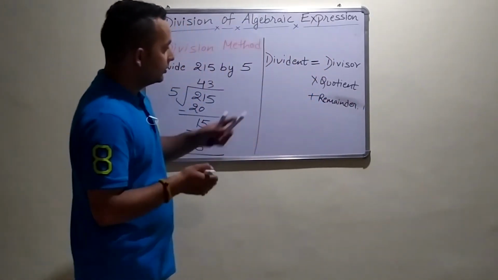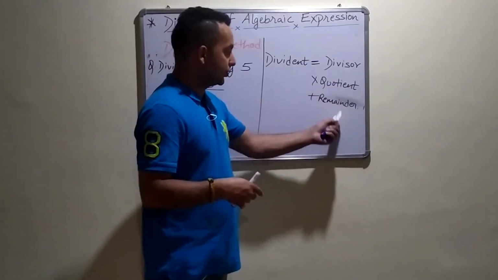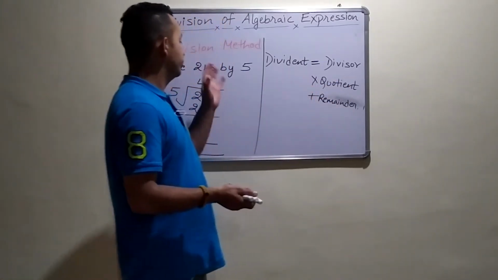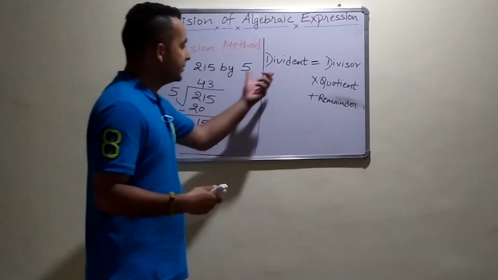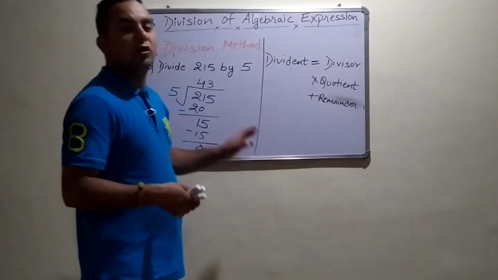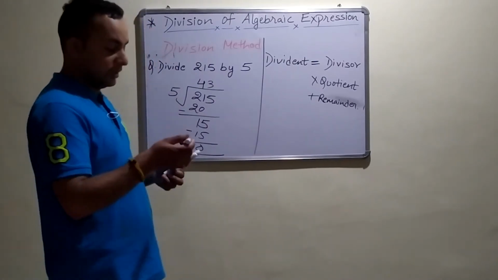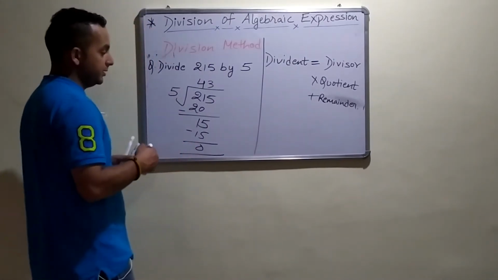Okay, you don't know what is dividend, divisor, quotient, remainder, so I am going to explain you with the help of a division method. I am going to explain you what is dividend over here, what is divisor, what is quotient, and what is remainder. So one by one I will discuss.